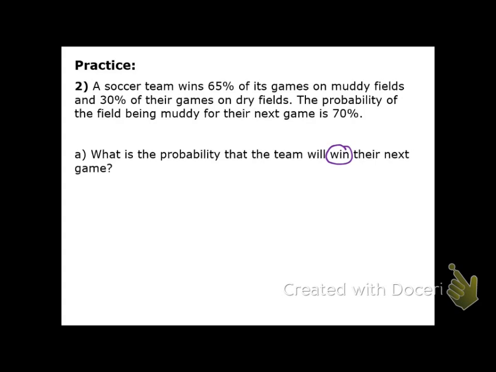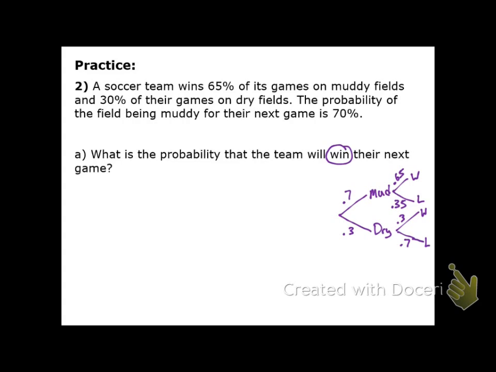So we're going to go ahead and create 2 branches, one leading to mud, one leading to dry. And then from each of these, we're going to create 2 more branches, one leading to wins, one leading to loss. Same here, wins and loss. There's a 70% chance of mud, so that means there's a 30% chance of dry for the next game. On muddy fields, they win 65% of the time, which means they lose 35% of the time. On dry fields, they win 30% of the time, which means they lose 70% of the time.